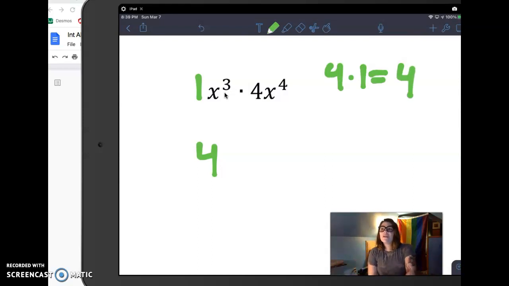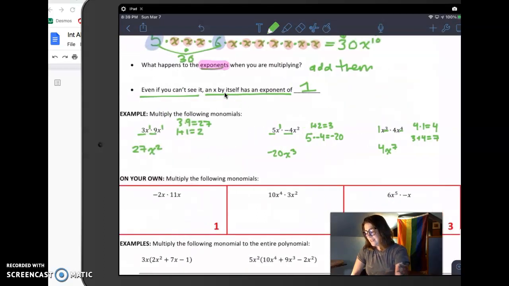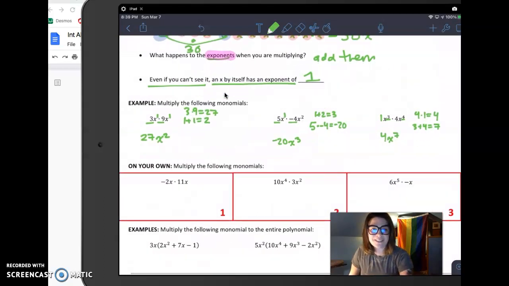And then you combine, come on, sing with me, the little ones. So the little ones are 3 and 4. So you get x to the 7th, because 3 plus 4 is equal to 7. All right, you guys, go ahead and try those 3 examples on your own.